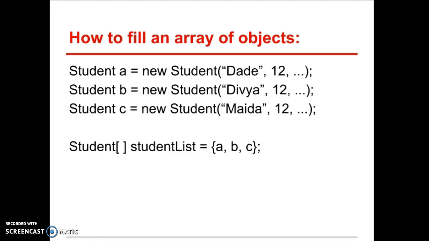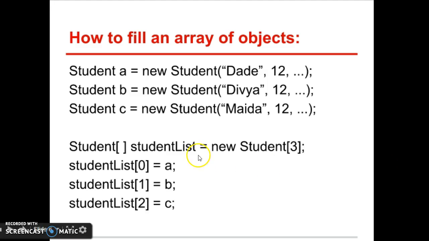The other way we could do this is putting in students one at a time. So I could say studentList equals new Student[3], saying that I'm going to have 3 items in the list. And then I could say index 0 is A, 1 is B, 2 is C. Because remember, indexing starts at 0 and goes up to the length of the list minus 1. So that's how I could set each item one at a time.